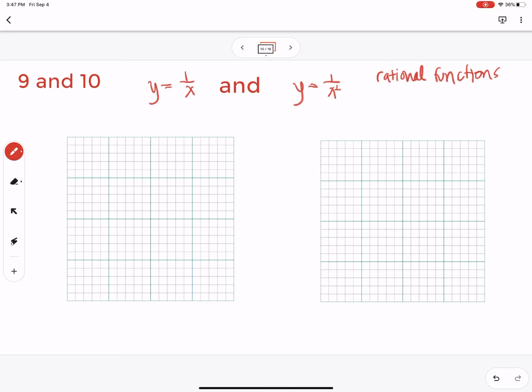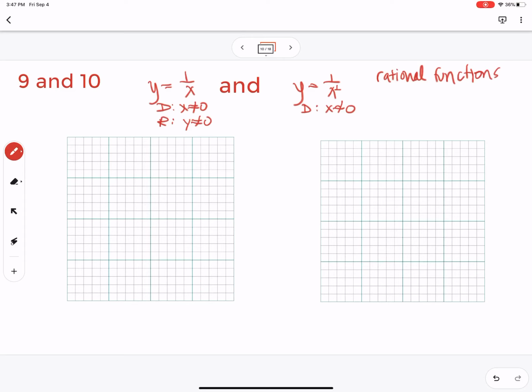As far as our domains and our ranges go on these, remember when you have fraction functions, denominators can't be 0. So for both of these, my domain is just that x can't be 0, because I can't have a 0 in my denominator. As far as my ranges go, think about the types of values you can get out of this function. I can get positives, big positives, small positives, negatives, big negatives, small negatives. I just can't get 0. I can't do 1 divided by a number and get 0. So our range is y can't be 0.